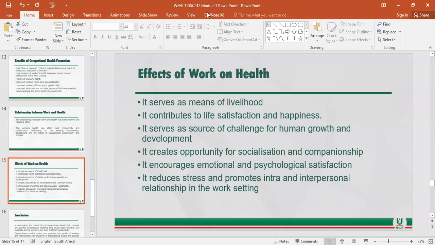And so that is the few slides that I have for this module 1, unit 1 and 2 on historical development of occupational health and basic concept of occupational health.